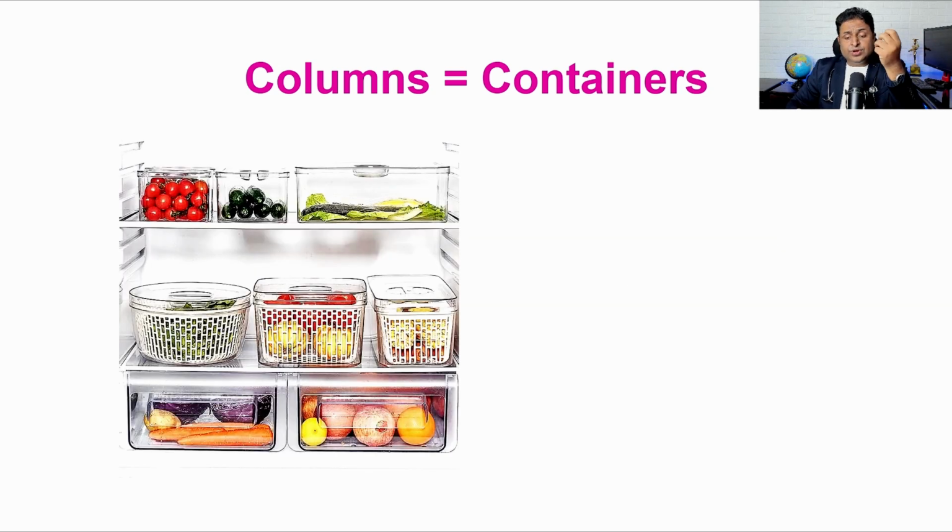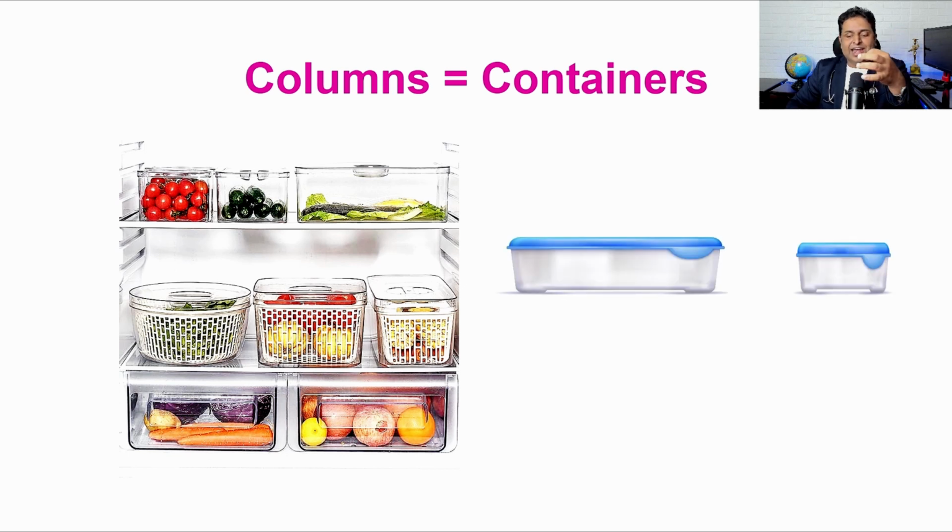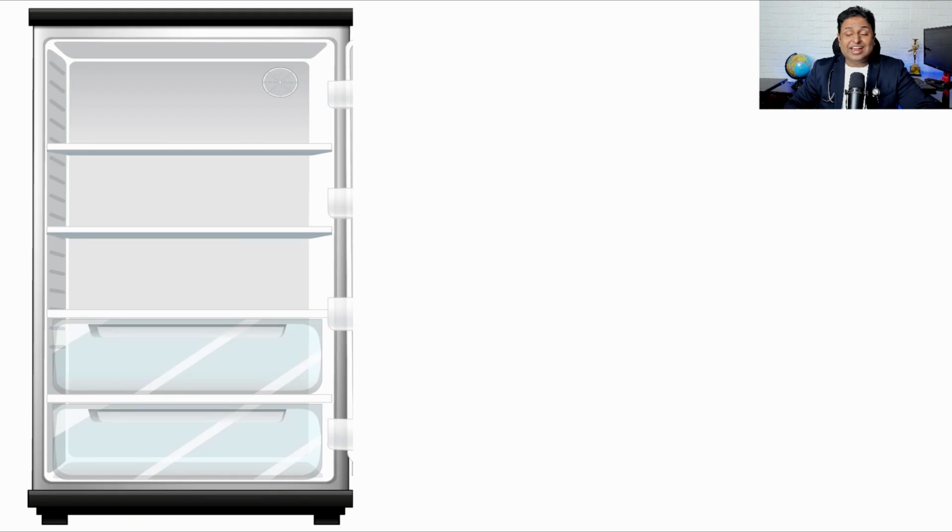Now when it comes to the refrigerator, you have multiple containers in which you keep multiple things, and the containers can be smaller or bigger. Again, it's a sizable thing. So you can have a small container for a small piece of content or a text or an image, and you can have a big container for a big image or a big text or something like that.